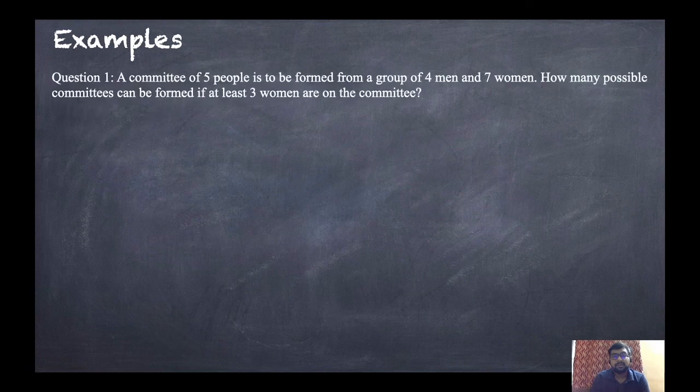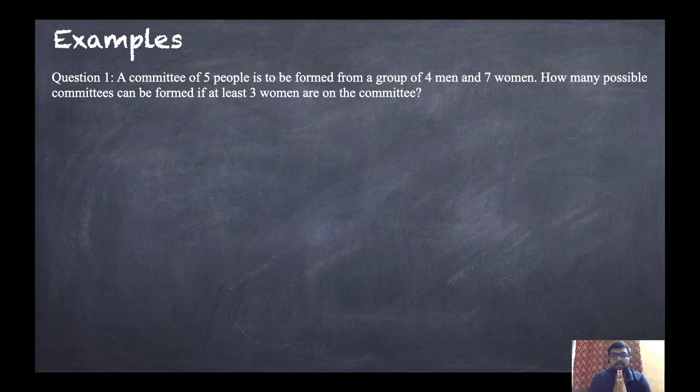Okay, now let us discuss examples. First, a committee of five people is to be formed from a group of four men and seven women. How many possible committees can be formed if at least three women are on the committee?